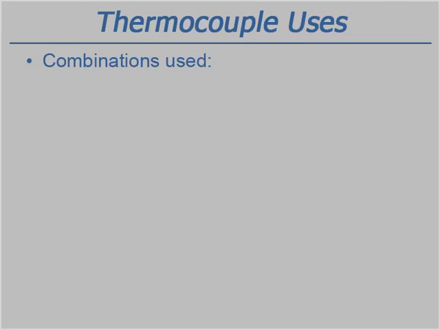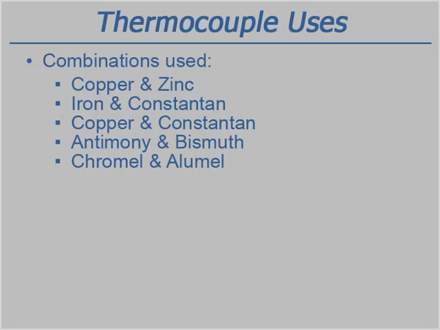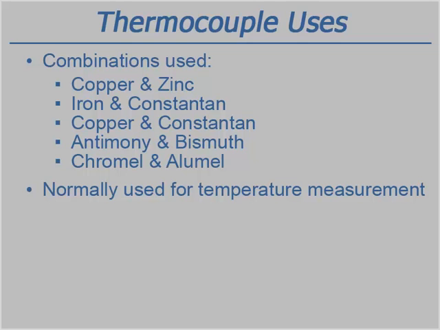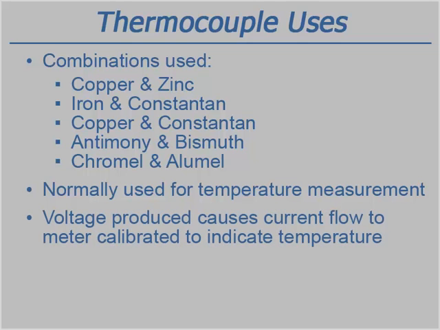Some of the metal combinations used in the makeup of a thermocouple include copper and zinc, iron and constantan, copper and constantan, antimony and bismuth, and chromel and alumel. Thermocouples are normally used to measure temperature. The voltage produced causes a current to flow through a meter, which is calibrated to indicate temperature.